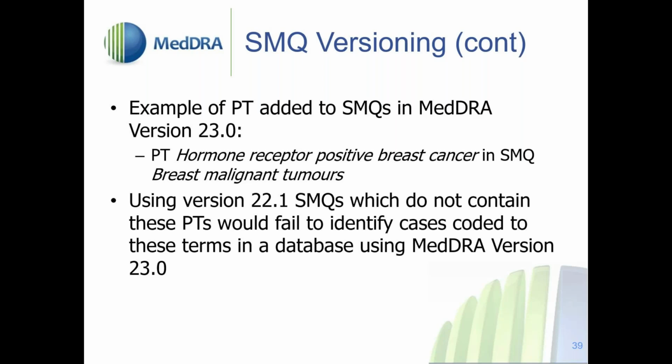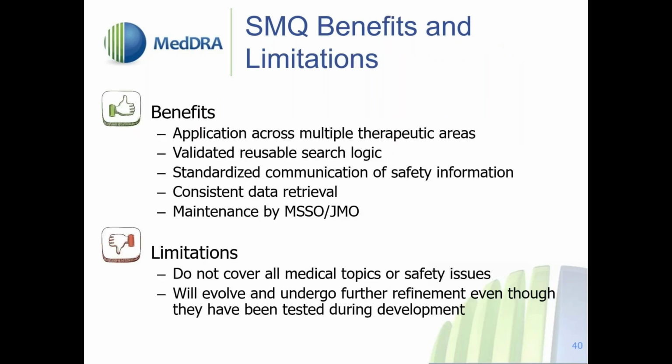So it's important that the versions match between your coded data and your SMQ version. Of course, there are benefits to SMQs. They are applied across multiple therapeutic areas. They are standardized, and like we said, validated. They're reusable, so using them, you can ensure that your data is reproducible. They are a standardized way to communicate safety information across different products, subject populations, regions, therapeutic areas, and across time. And their use ensures consistent data retrieval.